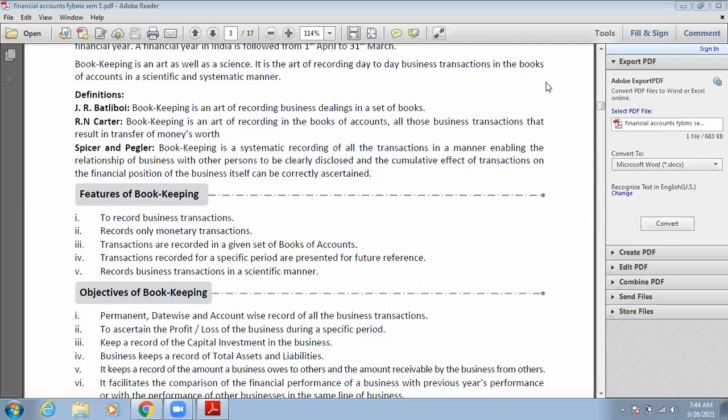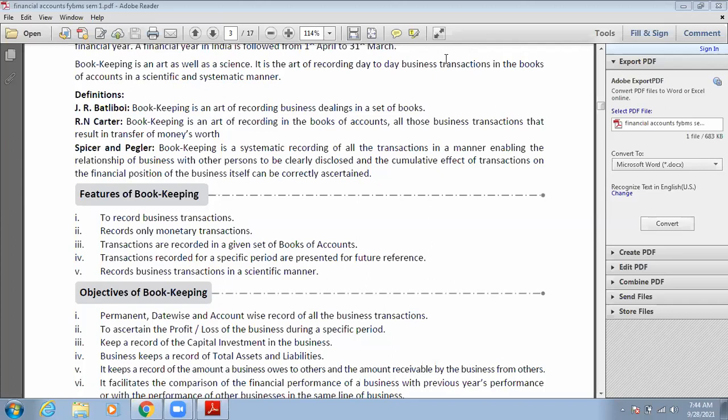Okay. Second, record only the monetary transaction. See, in the books of account, we record only the monetary transaction. Can you tell me what is monetary transaction? Financial transaction. Cash transaction. Very good. Anything that is related to finance, anything that is related to money. That means in the bookkeeping, we record only the transaction that is related to the money.